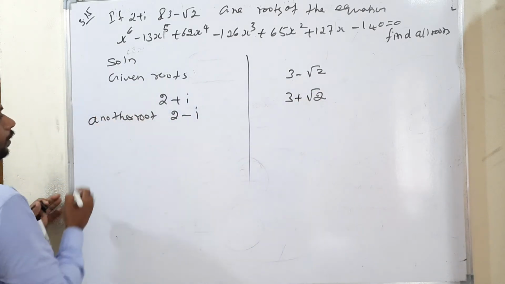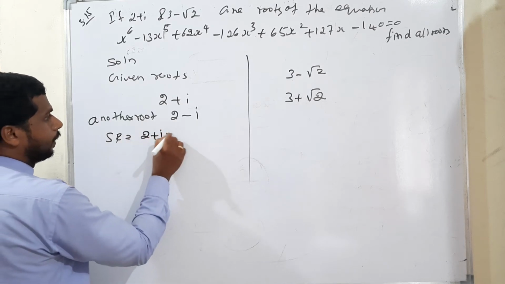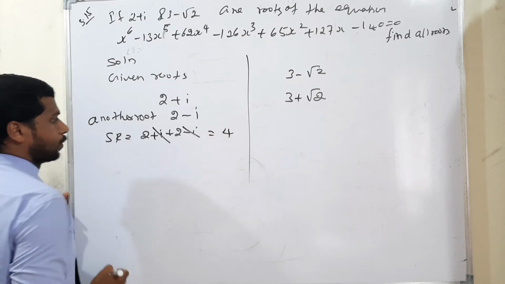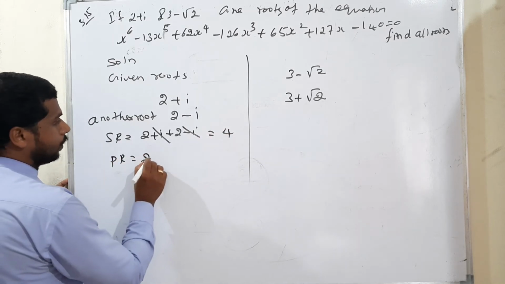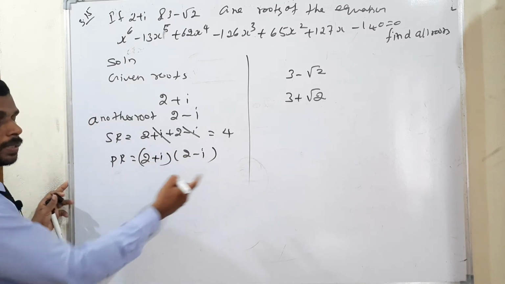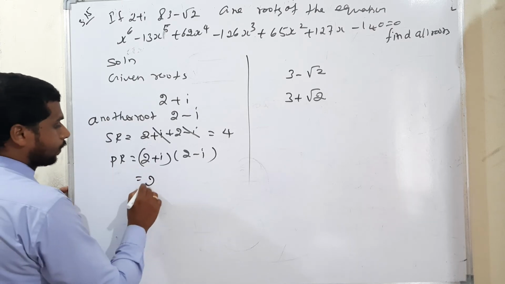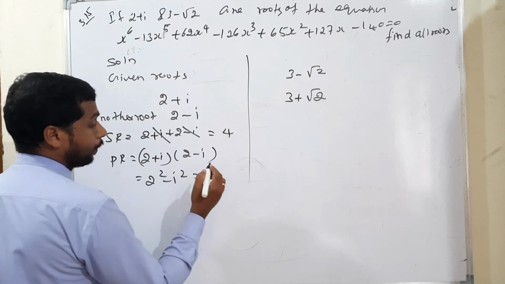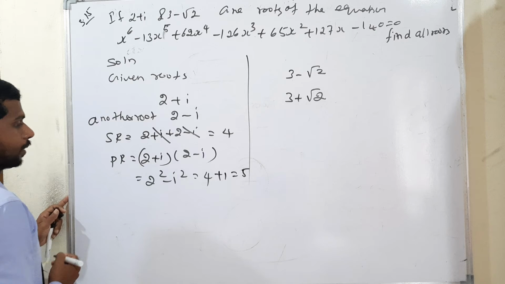Then how do we find the sum of the roots? Sum of the roots means 2 + i + 2 − i. Plus i minus i cancel, so 2 + 2 is equal to 4. Then the product of the roots means (2 + i)(2 − i). That is (a + b)(a − b), the a² − b² form. That is 2² − i². 2² means 4, i² means −1, and with the common minus, therefore plus 1. So 4 + 1 is equal to 5.